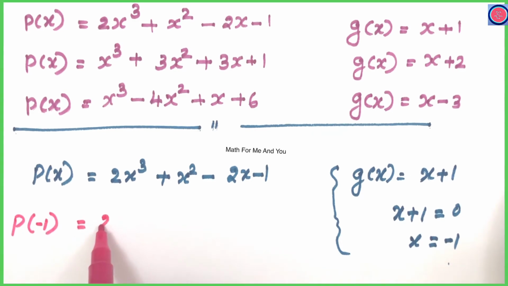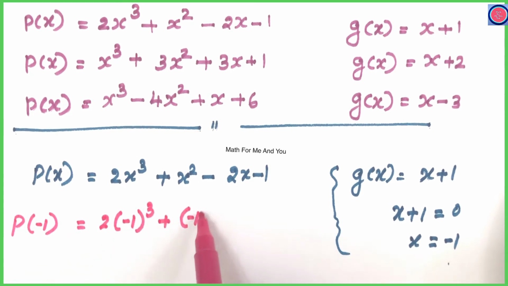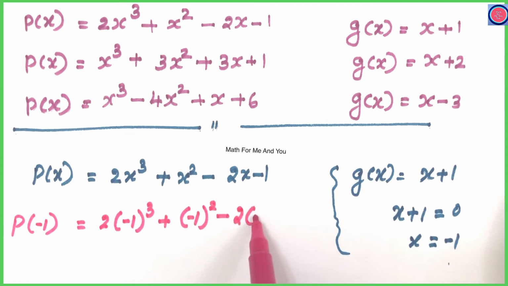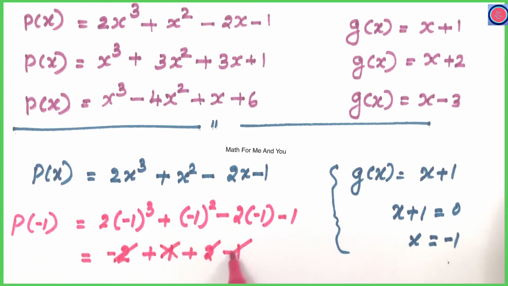2 times minus 1 power 3 plus minus 1 to the power 2 minus 2 times minus 1 minus 1. As we know, a negative number raised to an odd power is negative. Here we get 2 times negative 1, that is minus 2. Plus, a negative number raised to an even power is positive, so we get here positive 1. Minus 2 times minus 1 is positive 2. Then minus 1. Minus 2 plus 2 we could cancel. 1 and minus 1 cancel. The answer is 0. This means the remainder is 0.